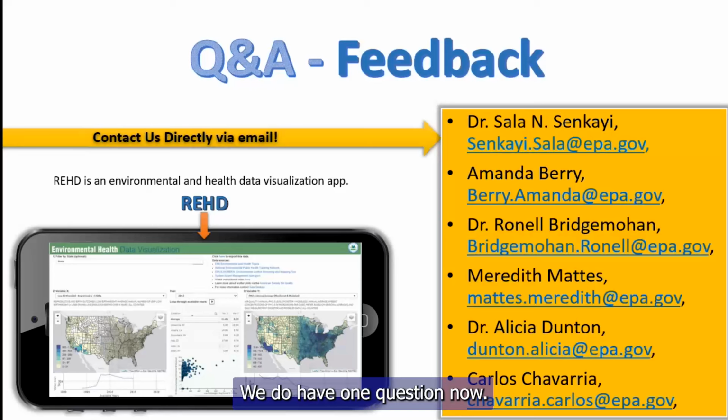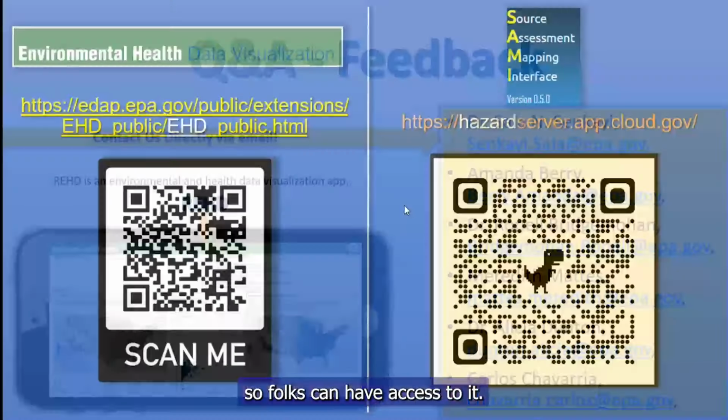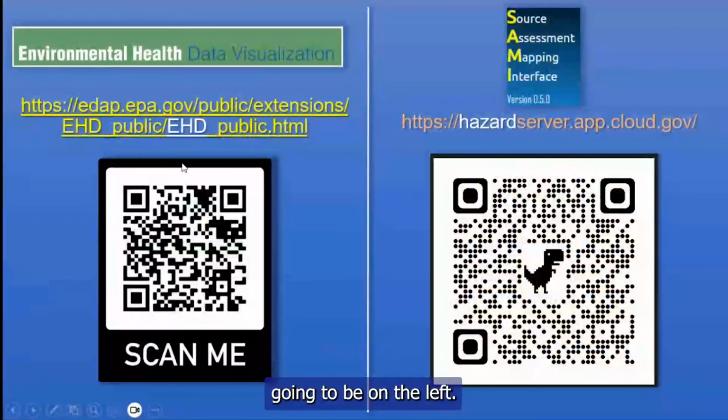We do have one question now. Someone is asking for the link to the RED tool. And we can certainly provide that in the chat. Also, if you have a phone, there is the QR code. We could go back to that slide just really quickly here so folks can have access to it. So the RED viz is going to be on the left.